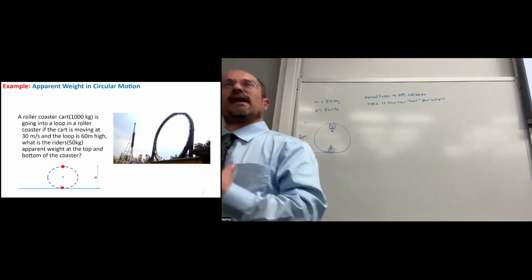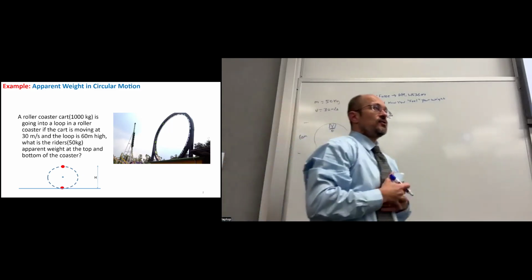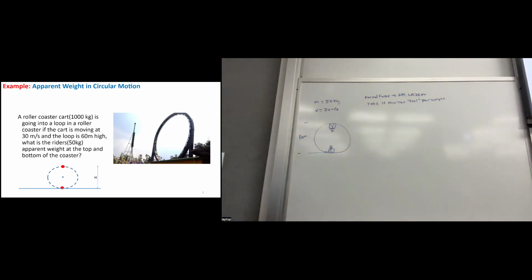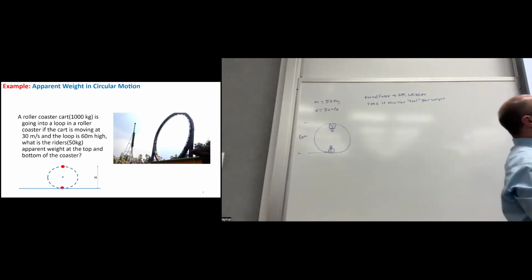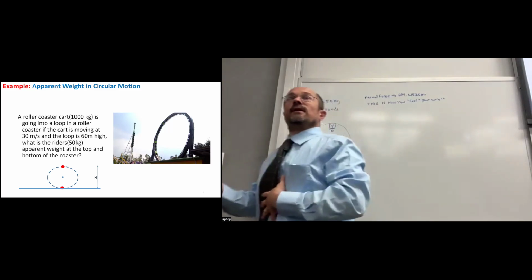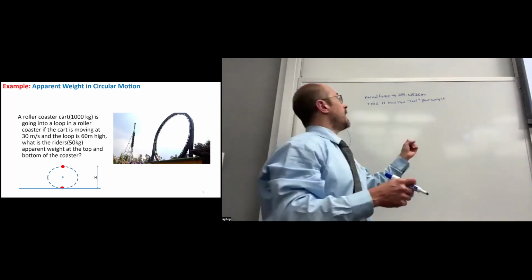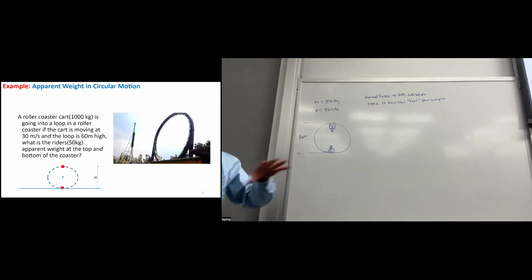Remember we did the elevators, we talked about being in the elevator and the normal force changed, so you felt heavier or lighter as the elevator accelerated up and down. Well, the same thing happens in circles. If you've ever been on a roller coaster and gone through a loop, you know you feel different at different points in the loop. Some places you're lighter, some you're heavier, and that's because the normal force on you is changing. That's what we're going to look at in this problem. Is everyone good with that?